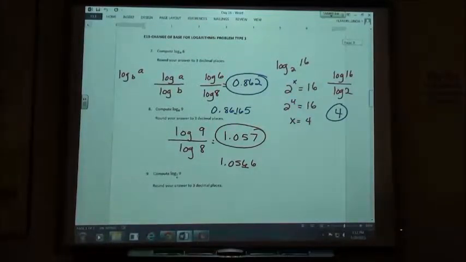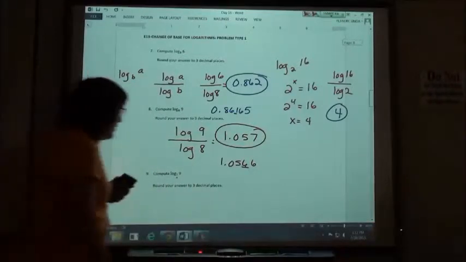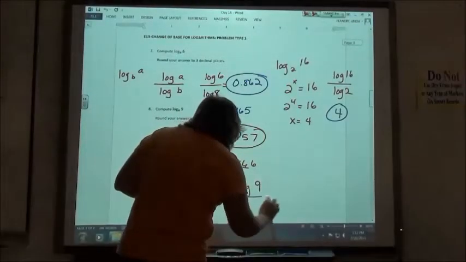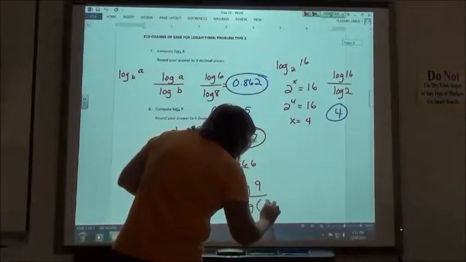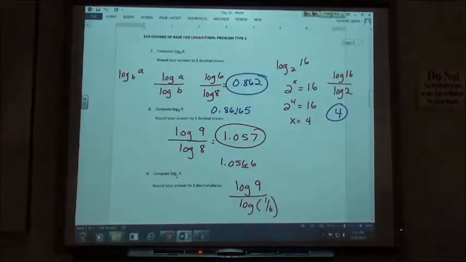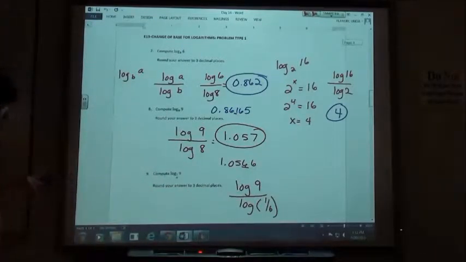And then number 9, I'm going to do the log base 1/6 of 9. So I'm going to do the log of 9 divided by the log of 1/6. And on our calculator, we've got to put that 1/6 in parentheses. You can just use the division key instead of the fraction key, which is what I've been doing all along anyway. So the log of 9 divided by the log, parentheses, 1 divided by 6, or 1 fraction 6.